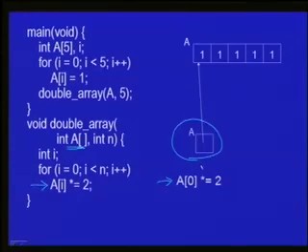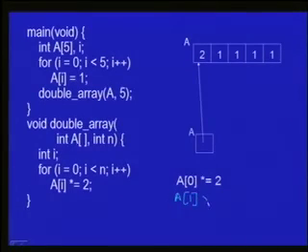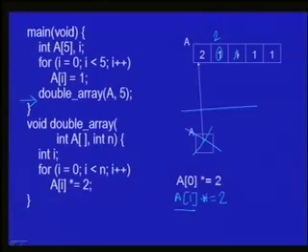And so when this assignment is executed, the 0th element of the original array a is modified to 2. And similarly, in the next iteration of the loop, this statement will be executed, and a1 will refer to the first element of the array to which the variable a is pointing, which is this one, and so this will become 2. And so finally, when the function double array returns, this variable a will be destroyed, and the control will go back to main.